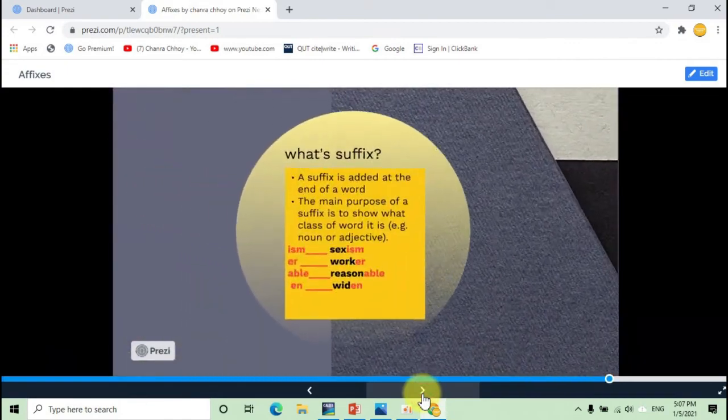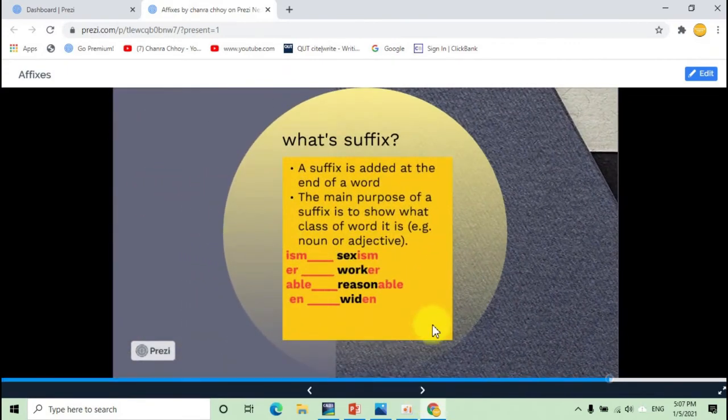And we're going to 4.3, which is suffix. A suffix is added at the end of words, right? The main purpose of a suffix is to show the class of words, for example noun or adjective. We say suffix because it is something we add at the end, the last part of the root word, like -ism, -able, and -ent.